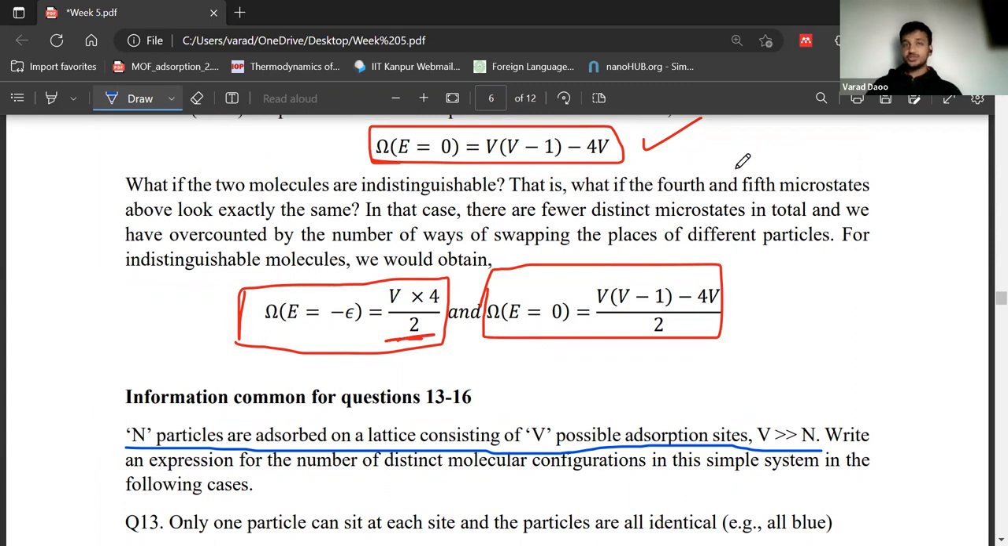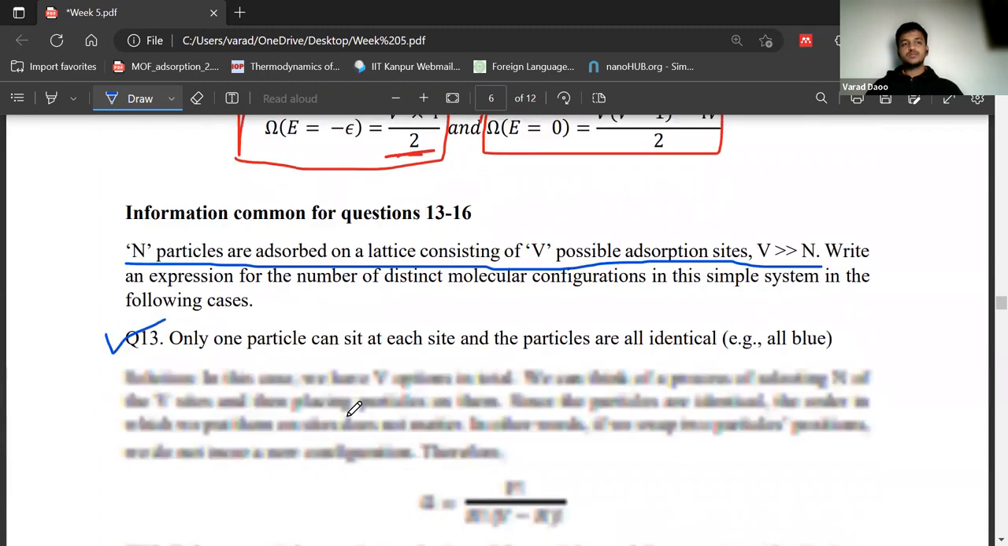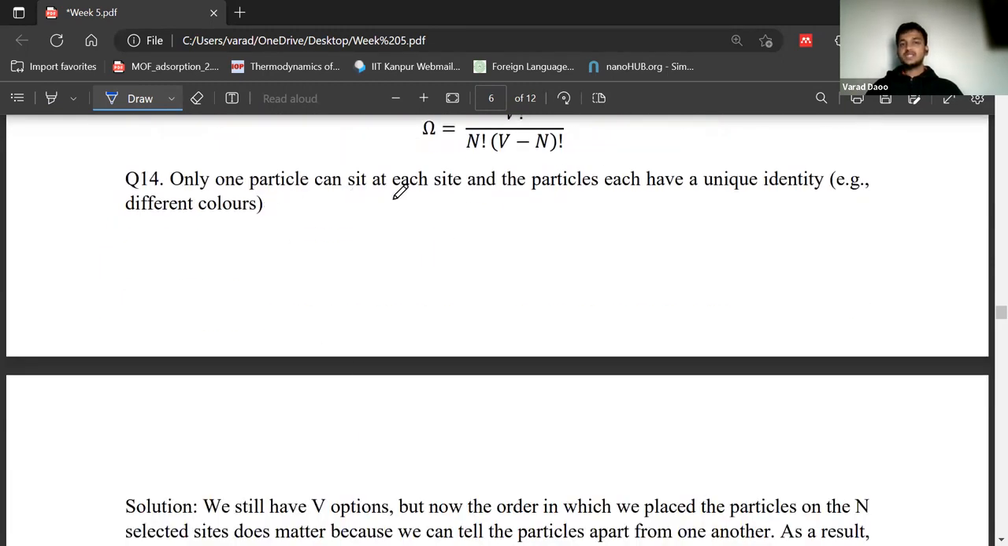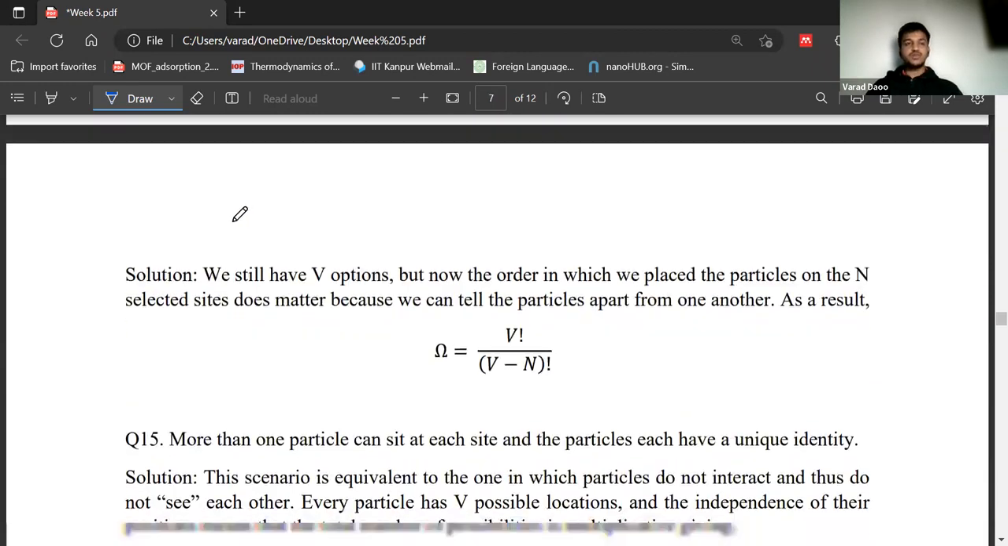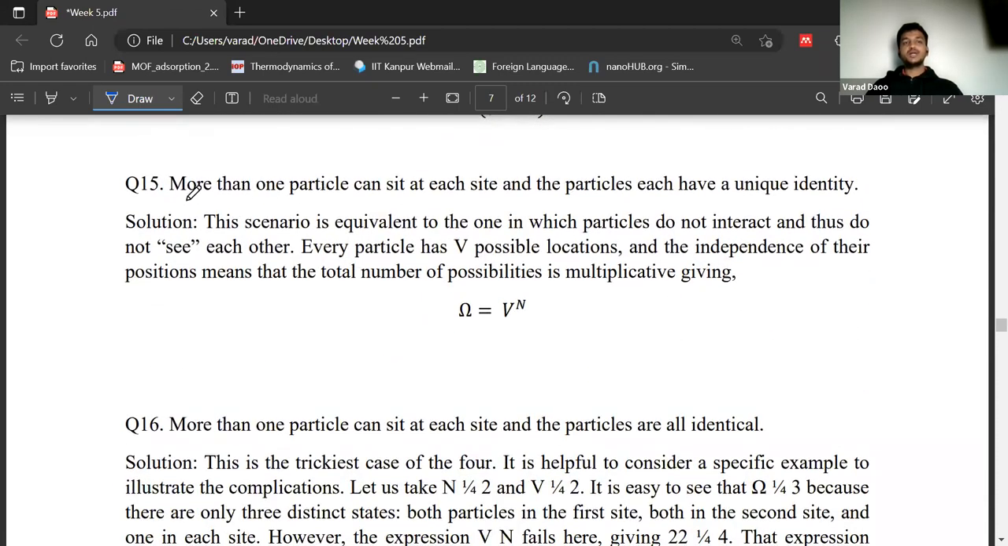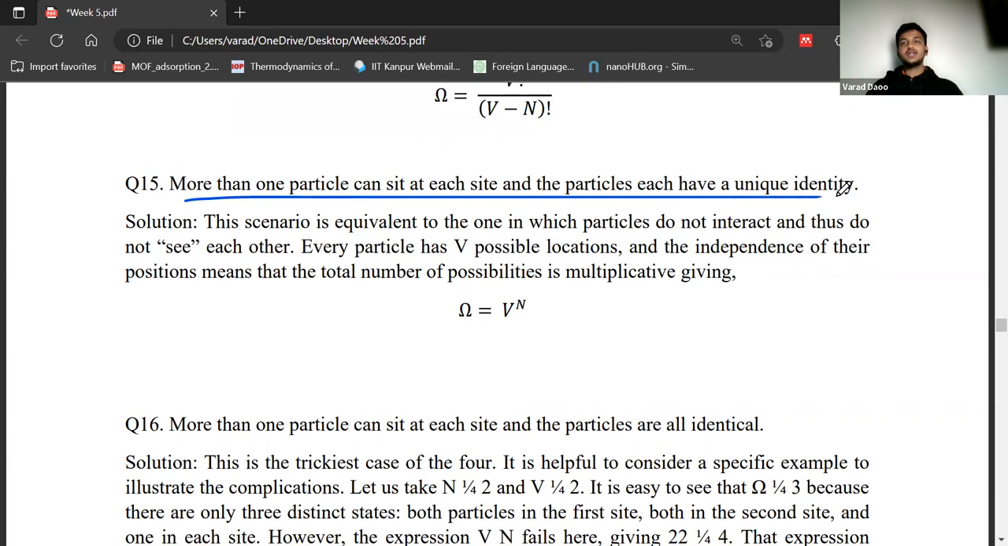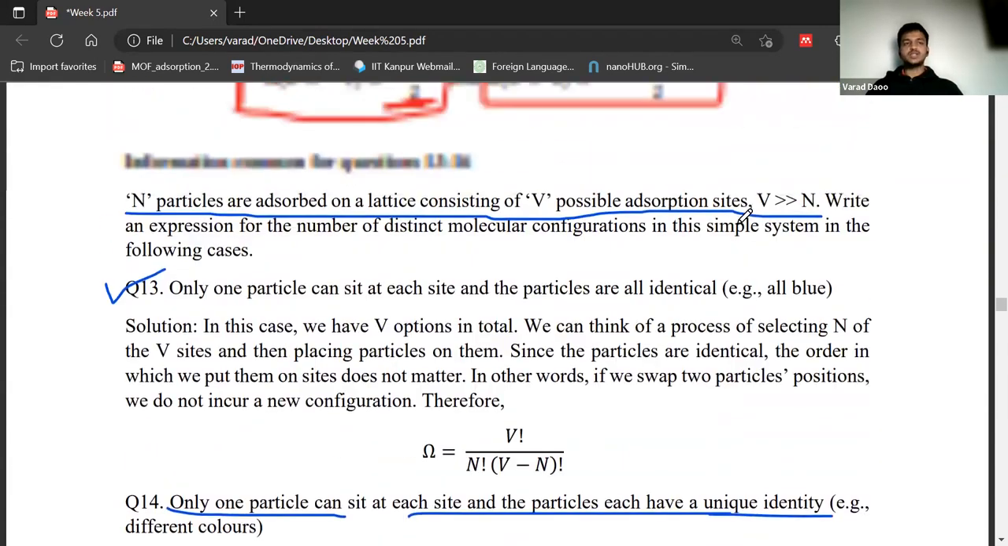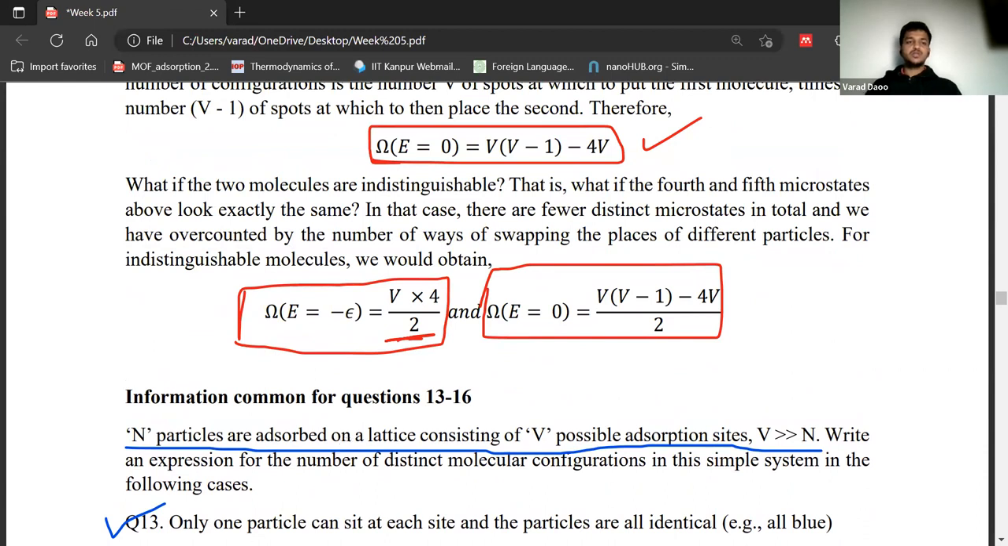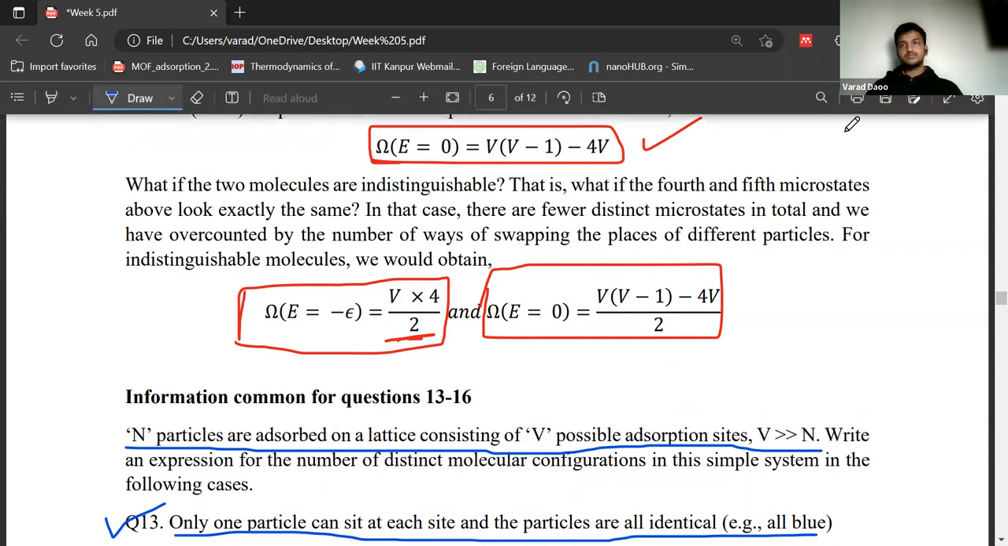Right, this is a follow-up question for the previous question. So this is the first question. The second question is: only one particle can sit at each site, and the particles each have a unique identity, for example different colors. This is the 14th question, and the 15th question is: more than one particle can sit at each site, and the particles each have a unique identity. So we'll move on step by step. First you try solving this question, in which only one particle can sit at each site and the particles are identical. I'll give you a couple of minutes to solve the question.